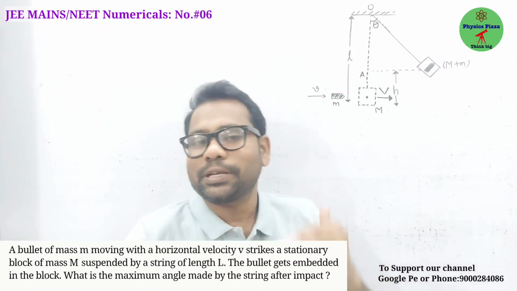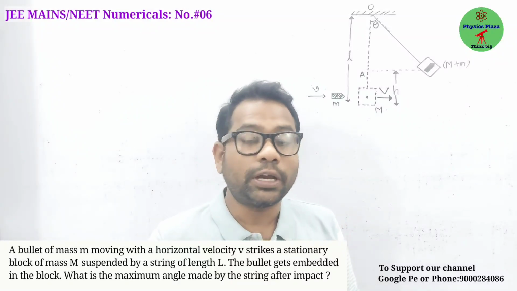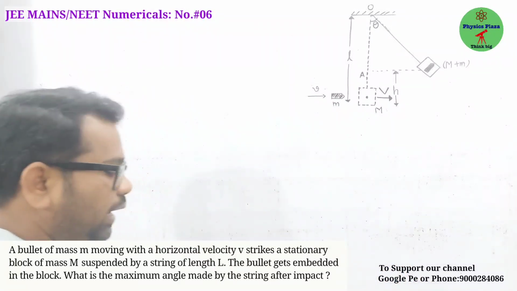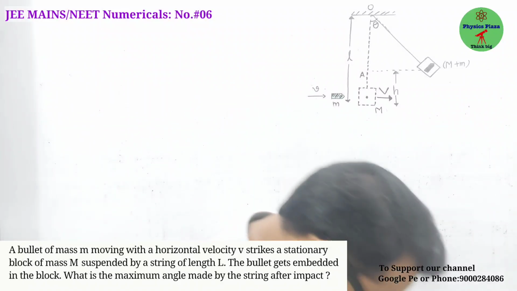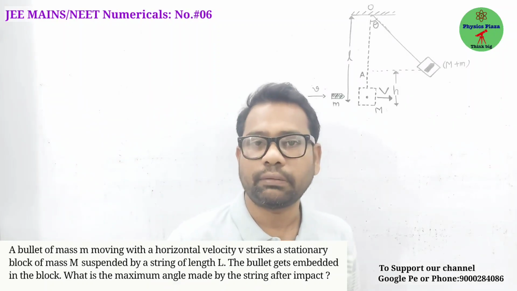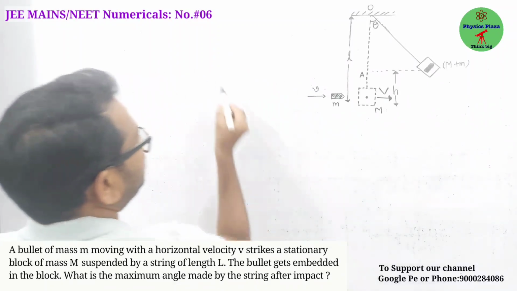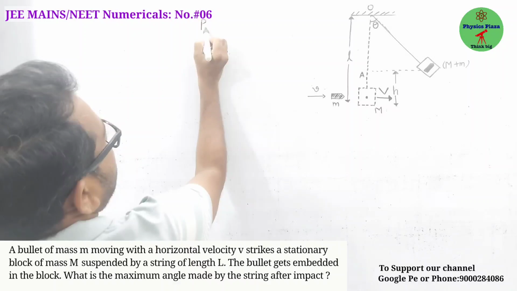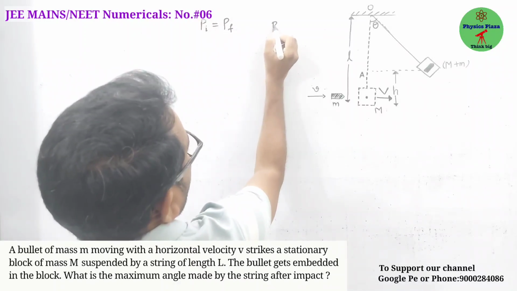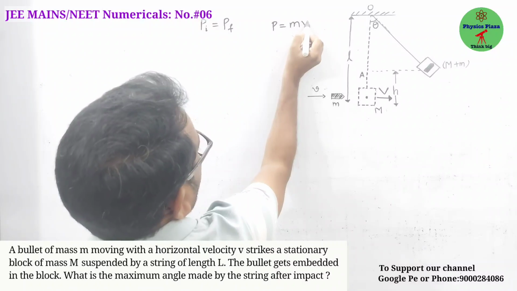So children, step by step let us solve that, so that it is very easy to get, don't get confused at all. First, let us apply the concept of conservation of linear momentum. According to the conservation of linear momentum, initial momentum must be equal to final momentum. First we should know what momentum is. Momentum is mass into velocity.